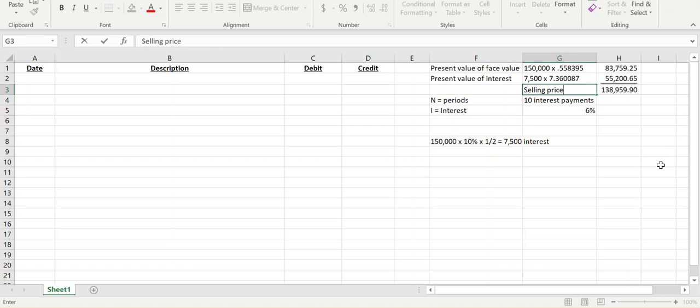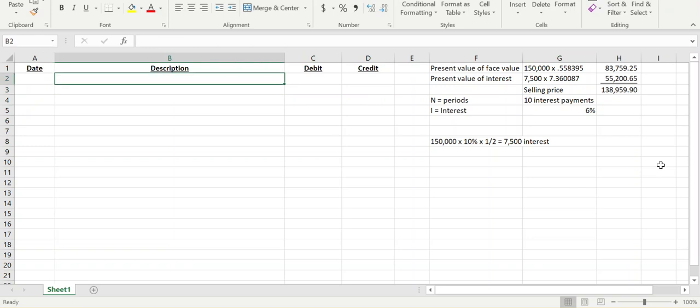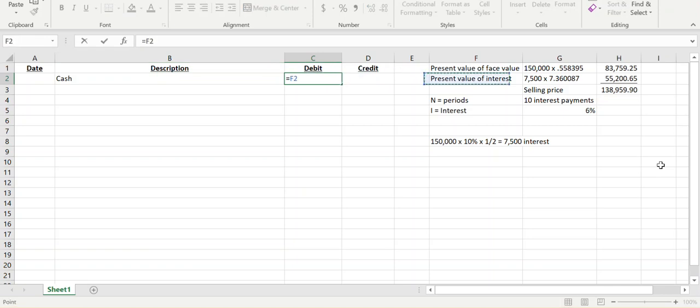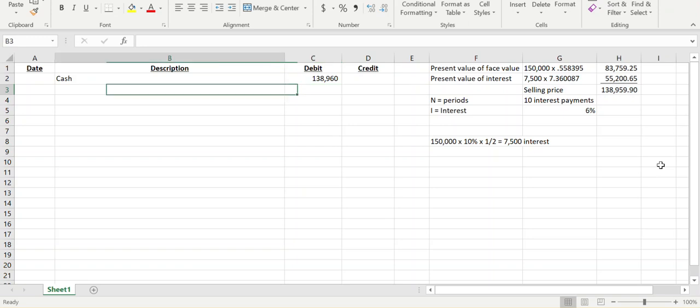So the selling price of our bond is $138,959.90. Although they didn't ask for it in this example, I'm going to do the journal entry for the issuance of the bond. The reason why we issue a bond is in order to receive cash. The amount of cash that we receive is in fact that selling price.